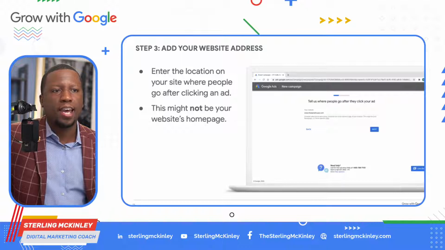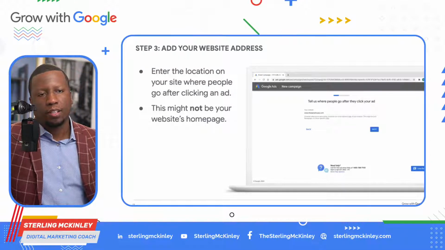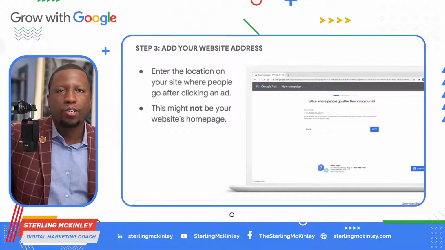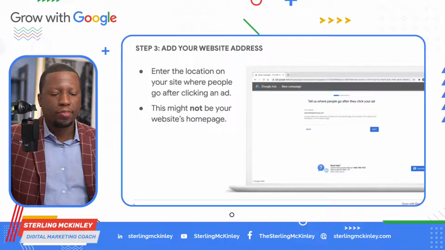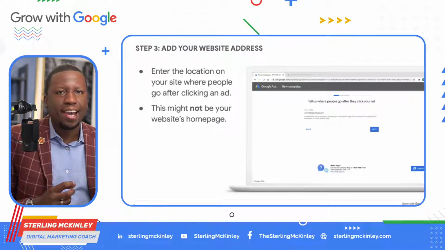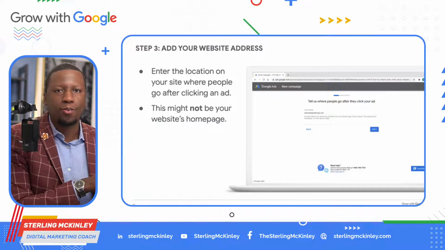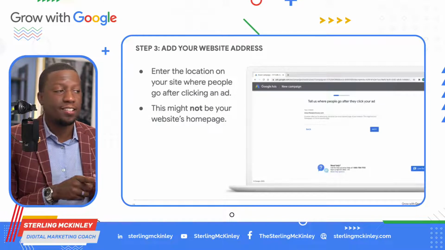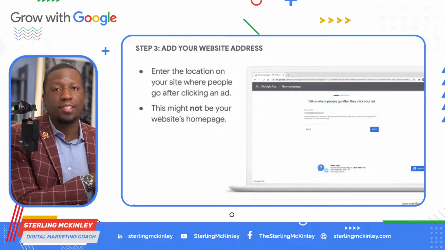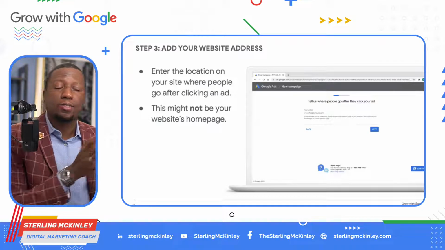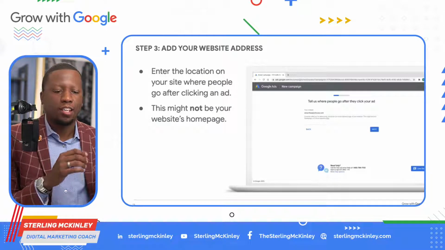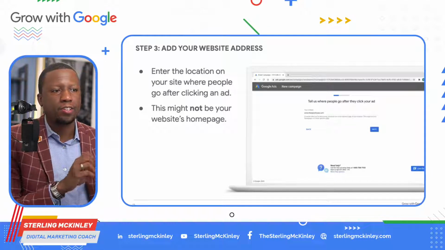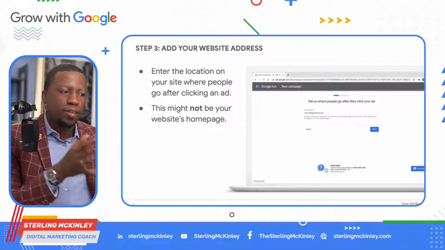Next step is you want to add your website. So enter the location of your website where your ad will go and people will click it. And also think about that when you're making an ad. Where do you want people to go when they click the ad? Is that to your YouTube page? Is that to your website? Is that to a video? Think about that destination. That's very important. And you also want to make sure that your ad speaks to that destination.